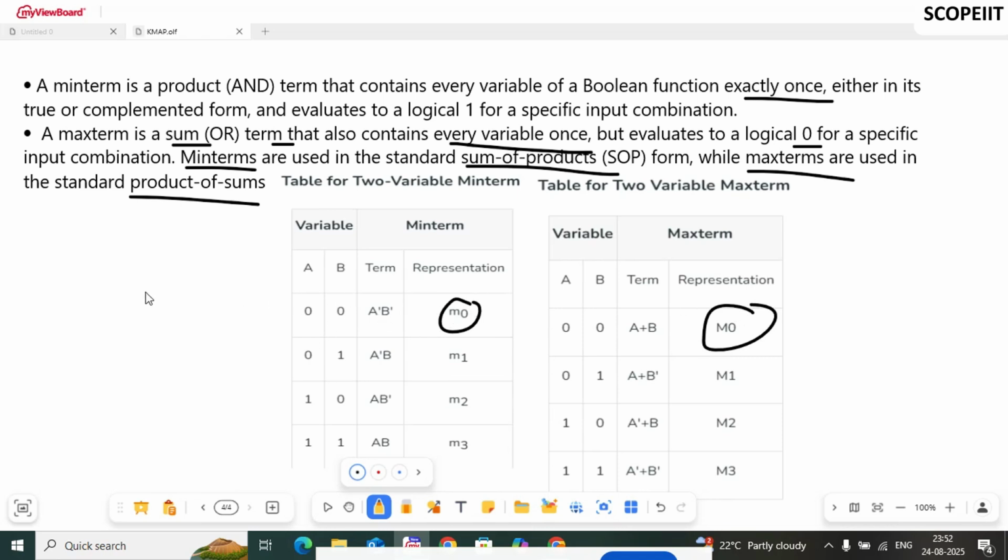See, 0, 0, what I said: 0 means bar, 1 means no bar. So 0, 0 will be A bar, B bar. 0, 1 is A bar, B. 1, 0 is A, B bar. 1, 1 is A, B. The term is the same: m0, m1, m2, m3, like that only. Here also it's 0, 0, so opposite to that one, it will be A plus B. Because here you had bar, now here bar will be removed, dot will change to plus. So you say A plus B bar, A bar plus B. That was the same we wrote in K-map, no? That is the same thing. And here instead of small m, capital M is there. So I hope it's clear.